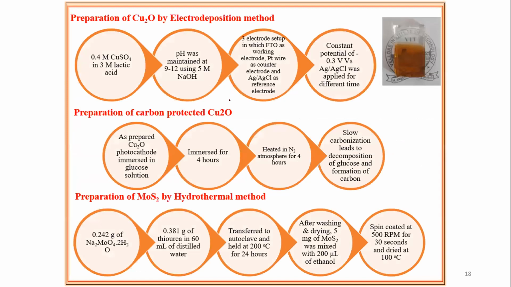Here we prepared this cuprous oxide by an electrochemical method. For cuprous oxide, we started with carbon as a protection layer instead of titanium dioxide. We are also working on titanium dioxide as well. In this work, what I'm going to show you is that we prepared carbon on top of this cuprous oxide, and then we added this co-catalyst MoS2. MoS2 was prepared by a hydrothermal method.